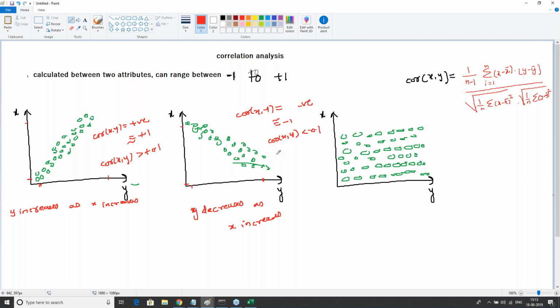So in both cases, case 1 and case 2, x is impacting y. If the correlation between x and y is a very positive value, it's a good correlation. If it is a very negative value, it's a good correlation.